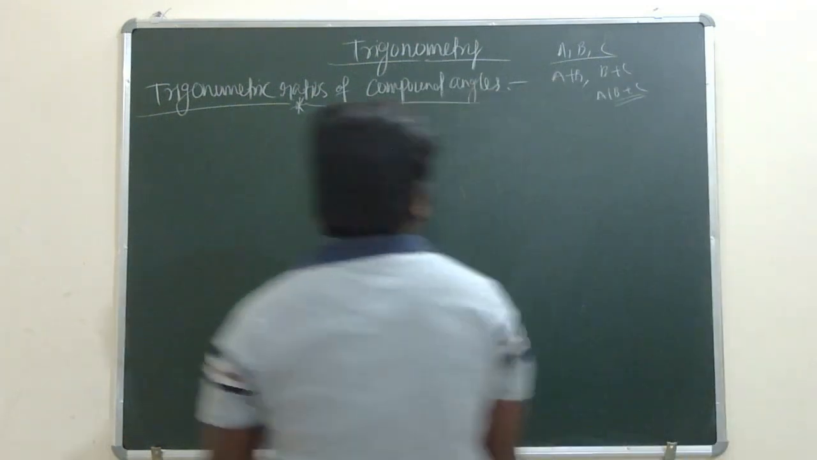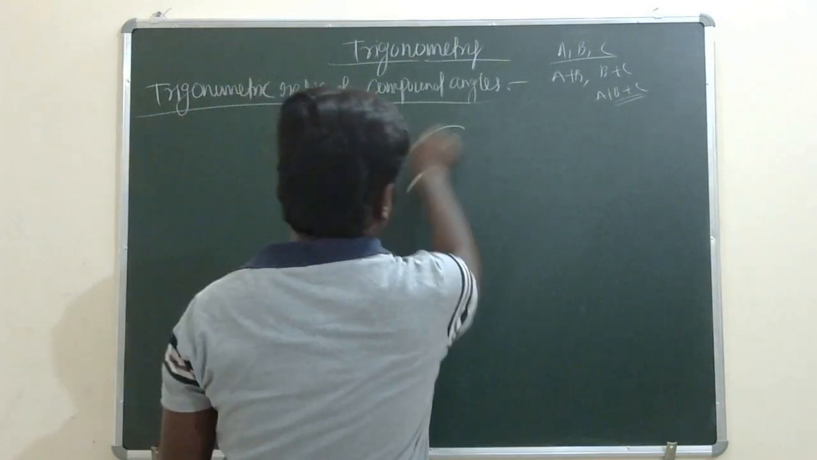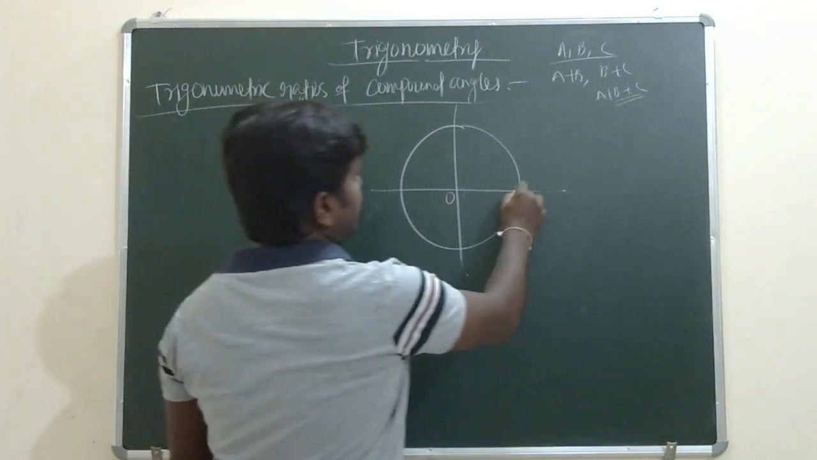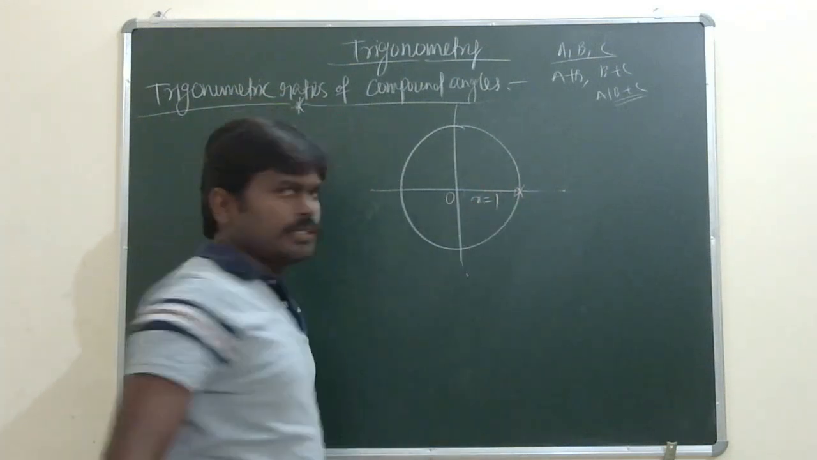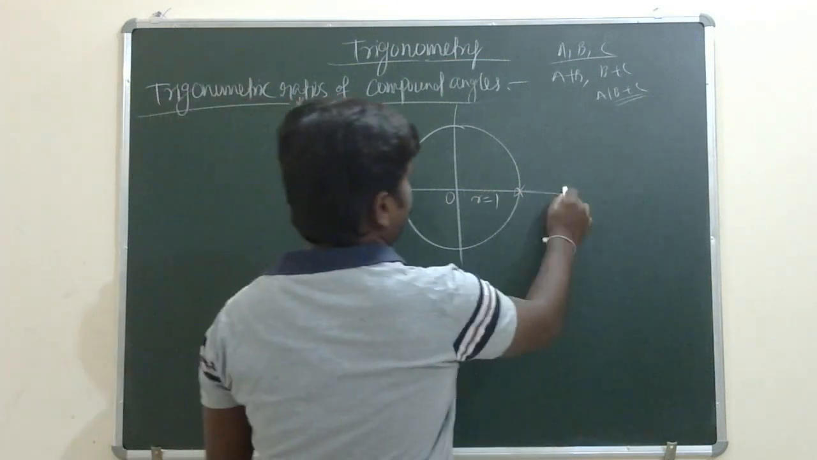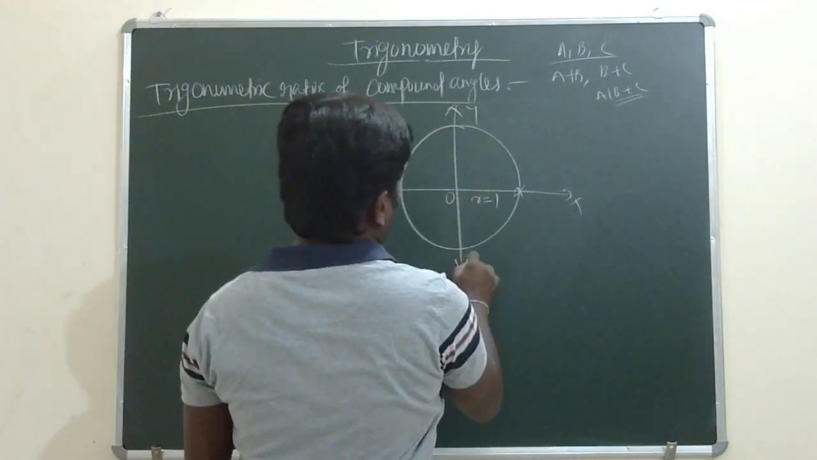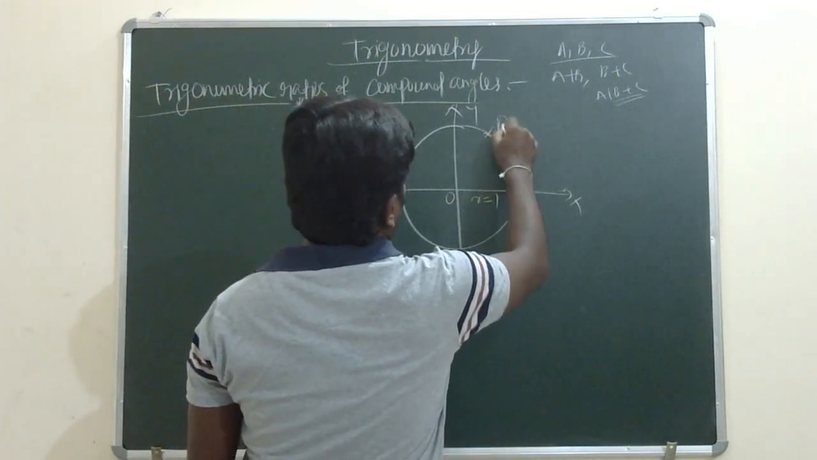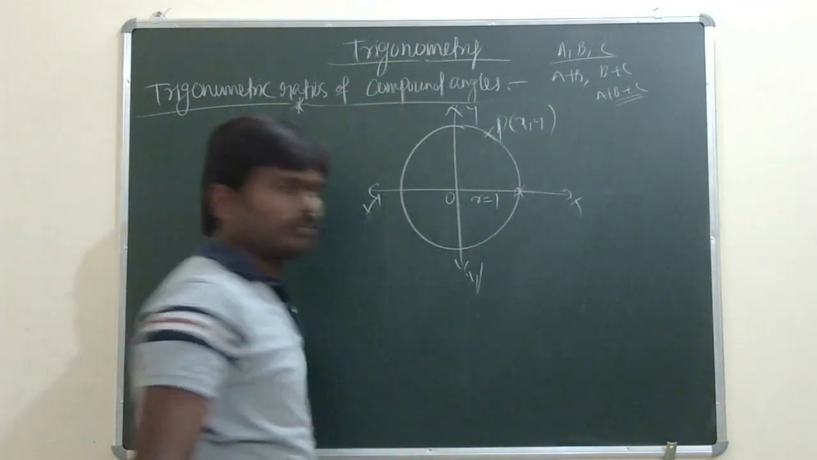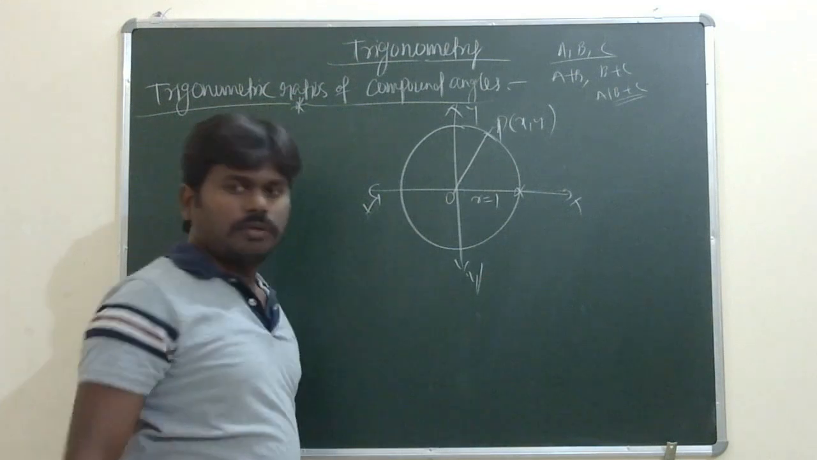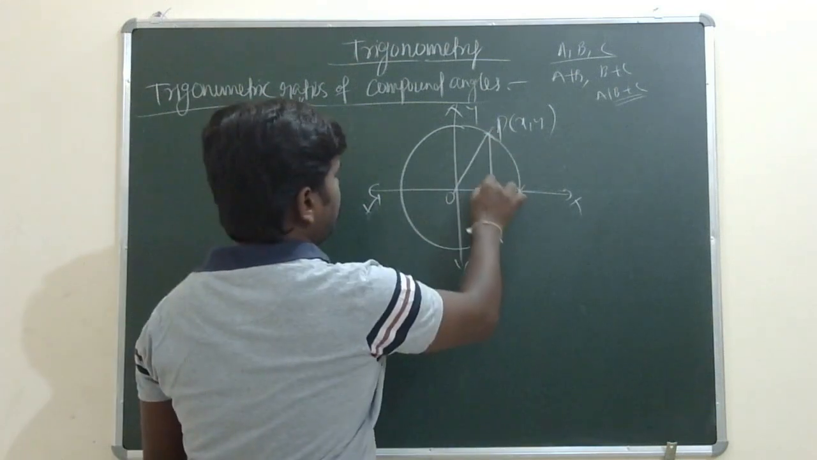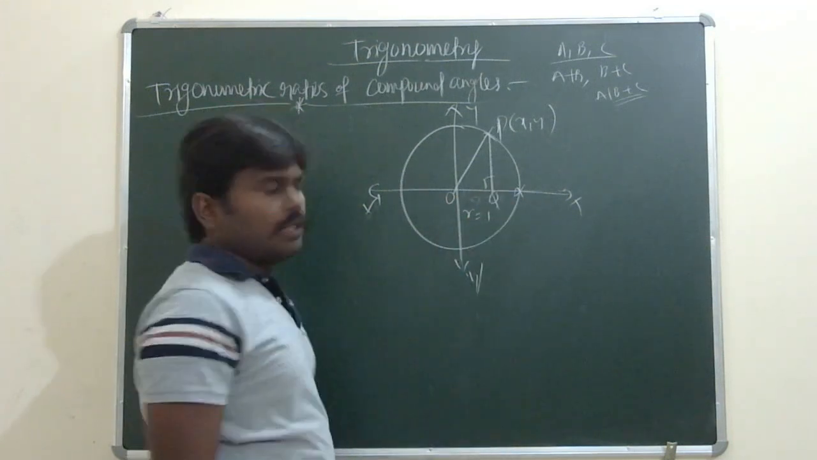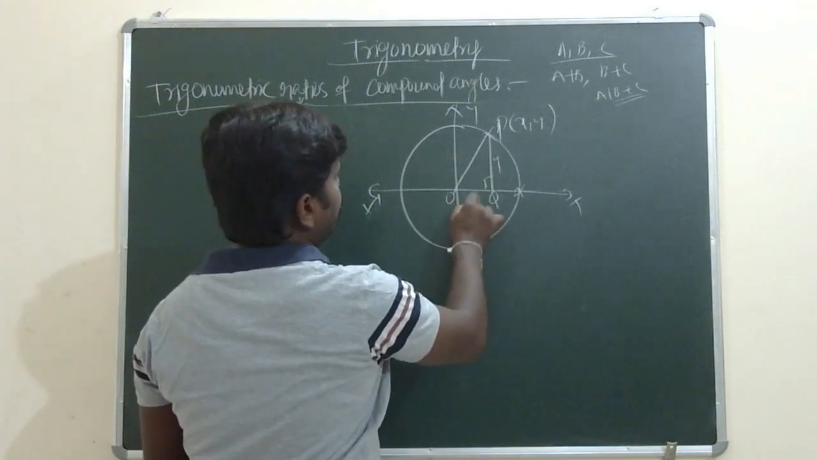So first of all, let me consider a unit circle with center O. Already I said here the radius is equal to 1 unit. Here we can take x and x dash, and also y and y dash. Now take a point P (x, y), join O and P, and draw the perpendicular from P to the x axis, meeting it at Q. Now PQ is nothing but y and OQ is nothing but x.